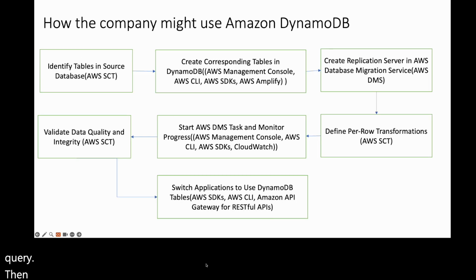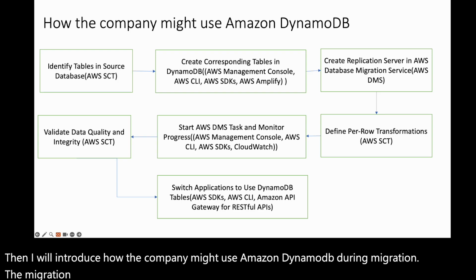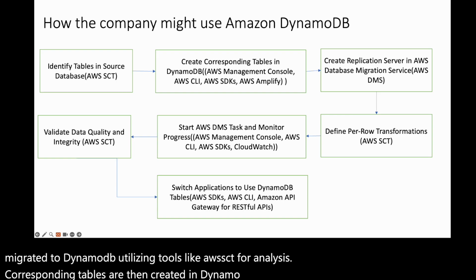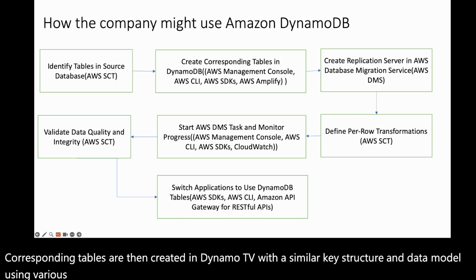Then I will introduce how the company might use Amazon DynamoDB during migration. The migration process begins with identifying the tables in the source database that will be migrated to DynamoDB, utilizing tools like AWS SCT for analysis. Corresponding tables are then created in DynamoDB with a similar key structure and data model using various AWS services such as the Management Console, CLI, SDKs, or Amplify framework.